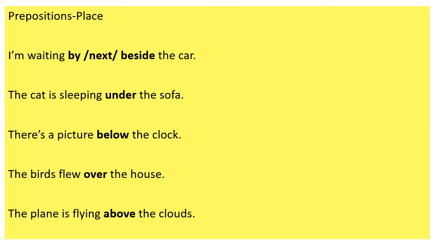The birds flew over the house. It means that it is over the house, that is, higher than the house. The plane is flying above the clouds. It means the plane is flying over the clouds or higher than the clouds.